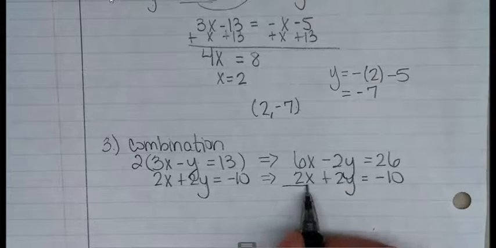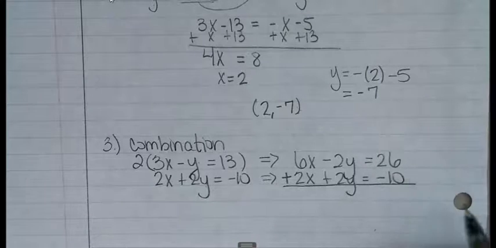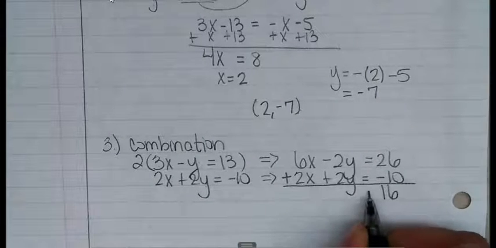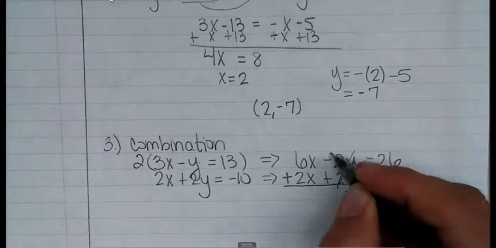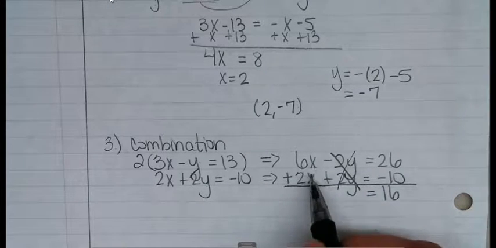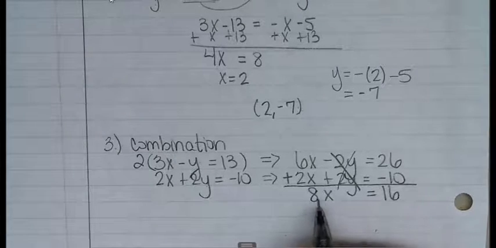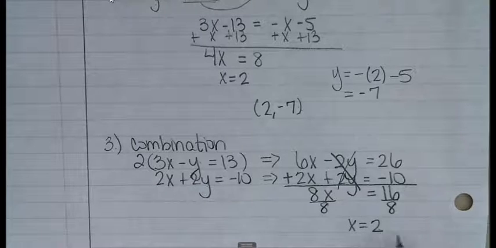And now what I do is I add them together, just straight up and down. So 26 minus 10, that's going to be 16. Bring down my equal sign. Negative 2y, positive 2y, those cancel out. That's my goal, is that one of my variables cancels out. And these two together, add them, you get 8x. Solve for x. You get x equals 2.